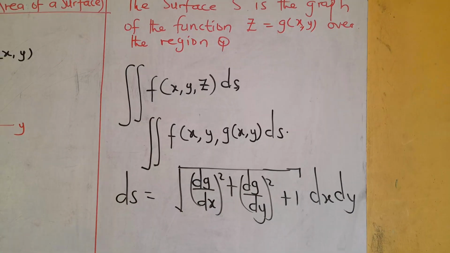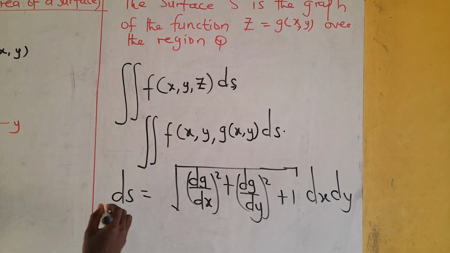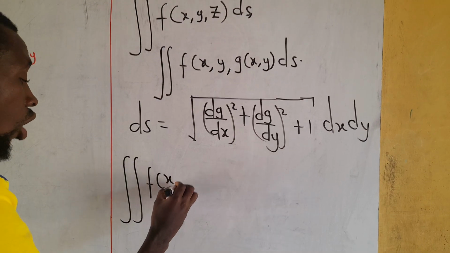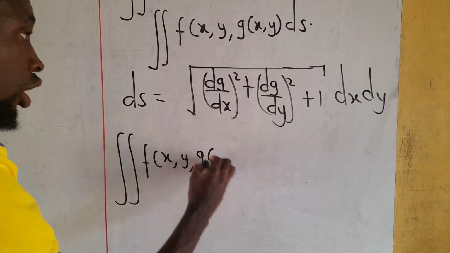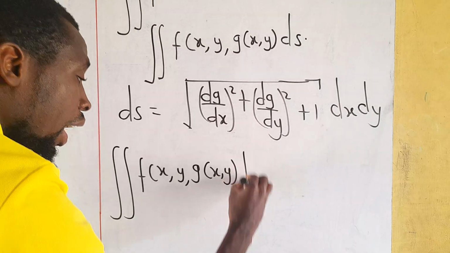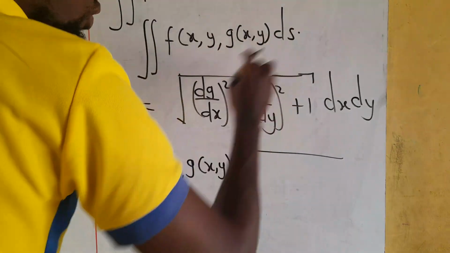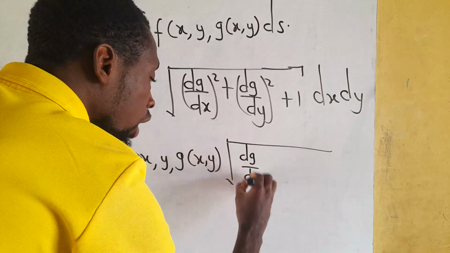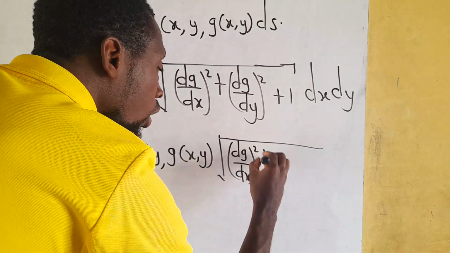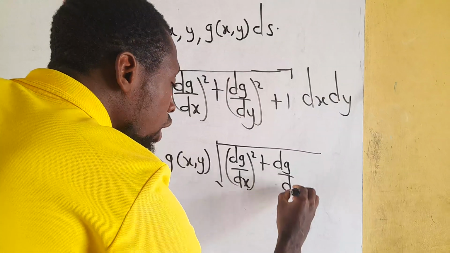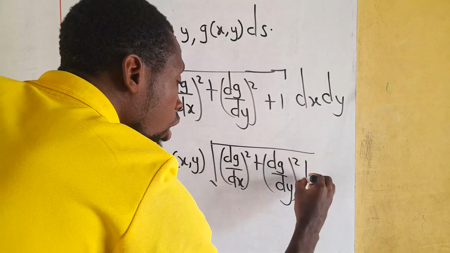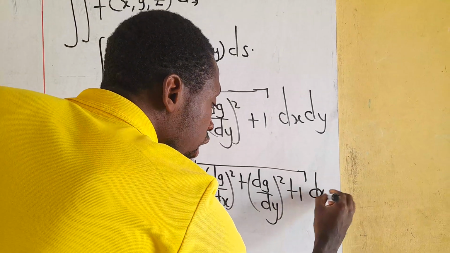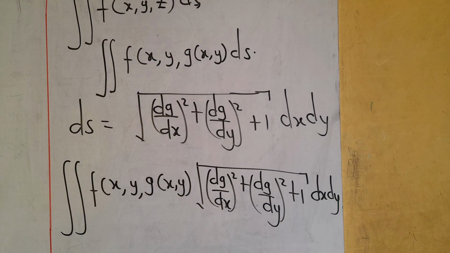So we can say that our integral now will be in the form of the double integration of the function f of xy, another function g of xy, then the square root of, in place of ds, I'm substituting that. So we have dg over dx all squared plus dg over dy all squared plus 1. Please, the 1 is in the square root. Then you have dx dy. Then this becomes double integration.